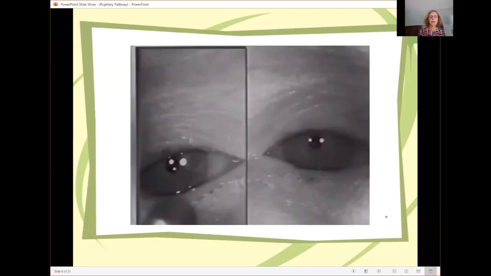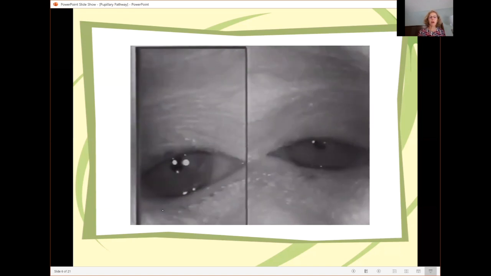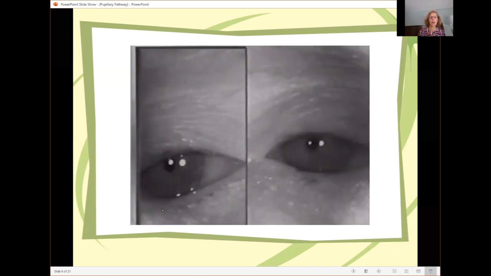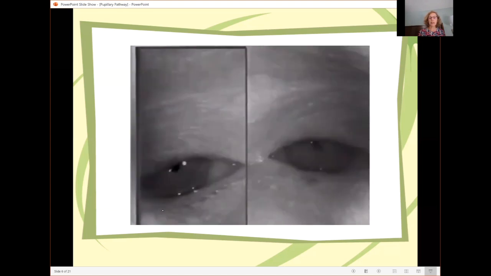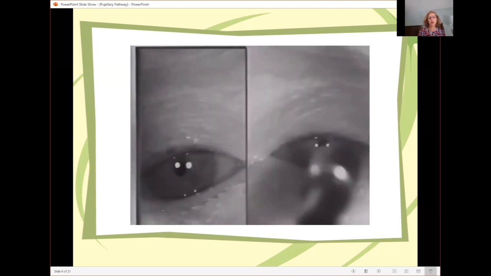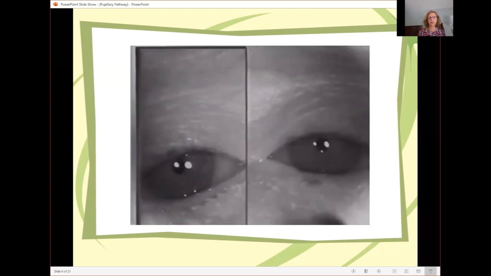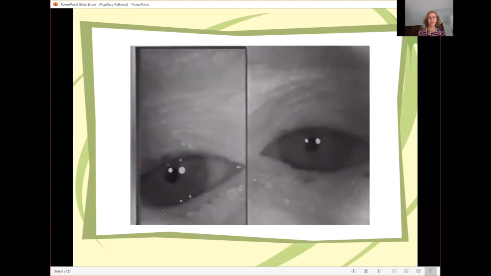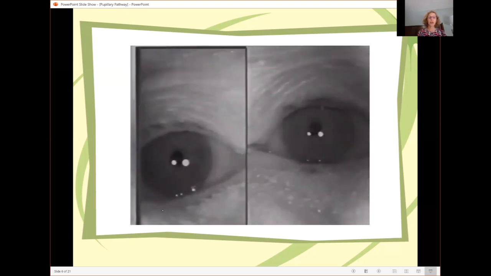Here we see an example of light near dissociation associated with neurosyphilis. You can see that the pupils are extremely small. You can see the transilluminator coming in and putting light into the eyes, and yet the pupil size does not change at all. Note that the pupils are very small.